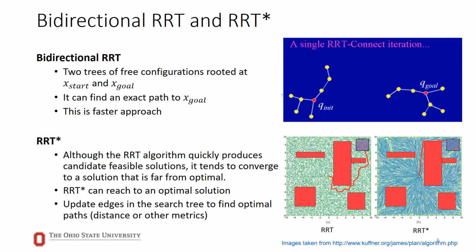Bidirectional means that from the start state, grow the tree. From the end, the goal state, grow the tree. Let's see where they meet, right? So do you think this will be faster? Why?